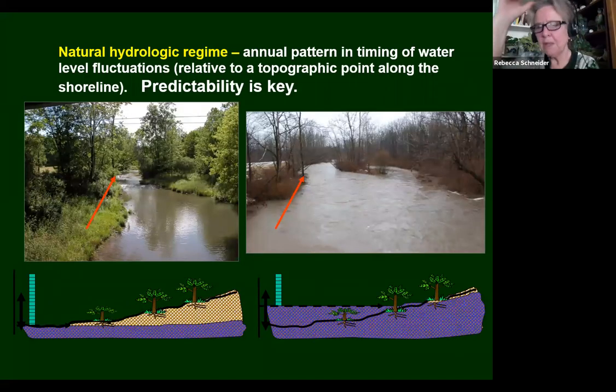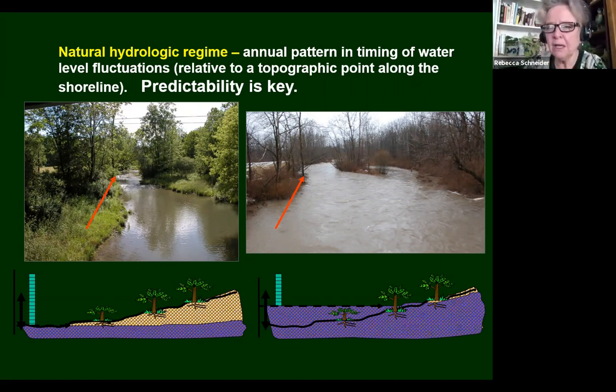This is the key part about that. Once you have a hydrograph, you begin to look at what the long-term patterns of water are in the stream. And what we have figured out is that there are natural hydrologic regimes for every river in the world. The natural hydrologic regime is the annual pattern in the timing of water level fluctuations relative to some point on the shoreline. In this photo, on the left side, the water is relatively shallow during the summer, and at the exact same location, during snowmelt in the spring, that site gets flooded.